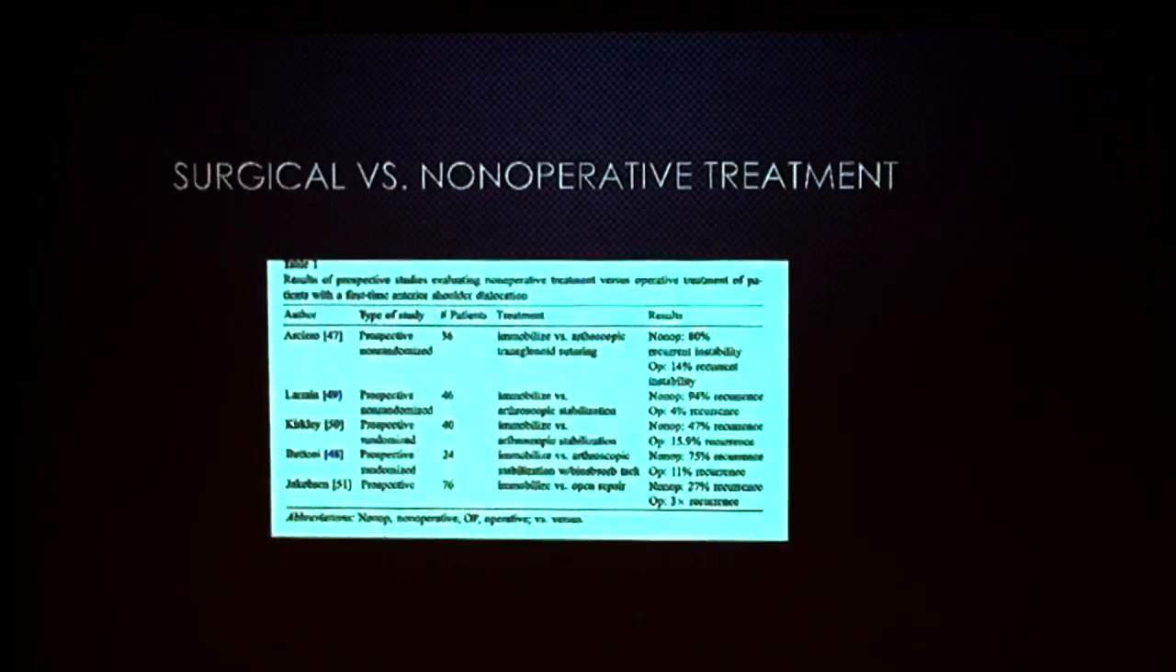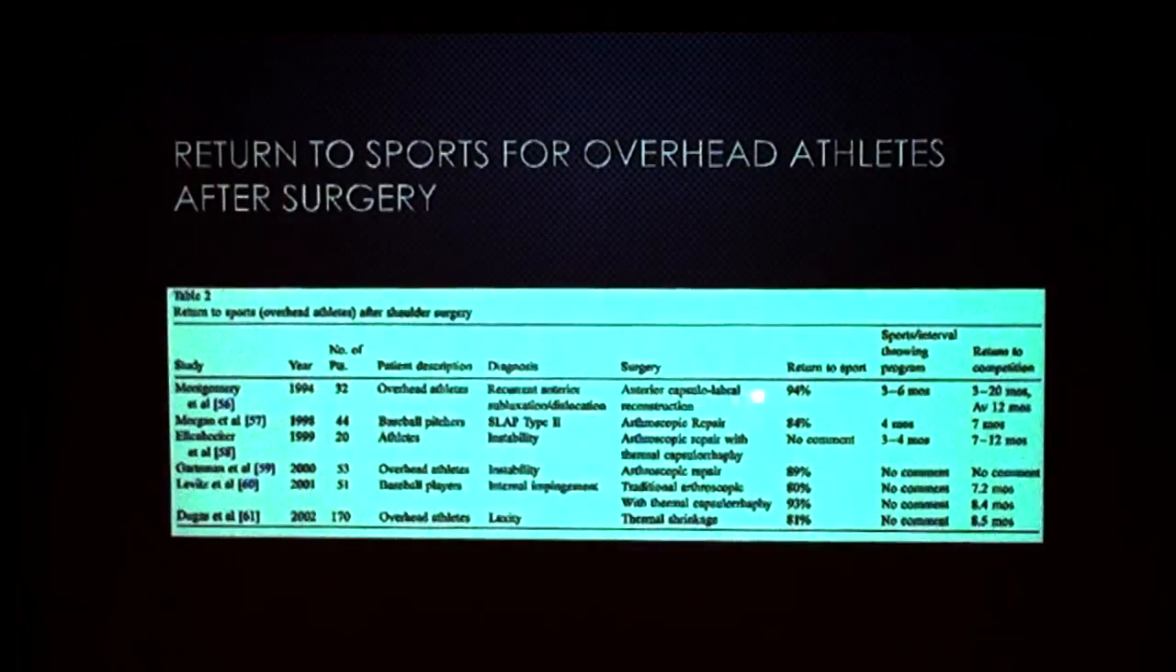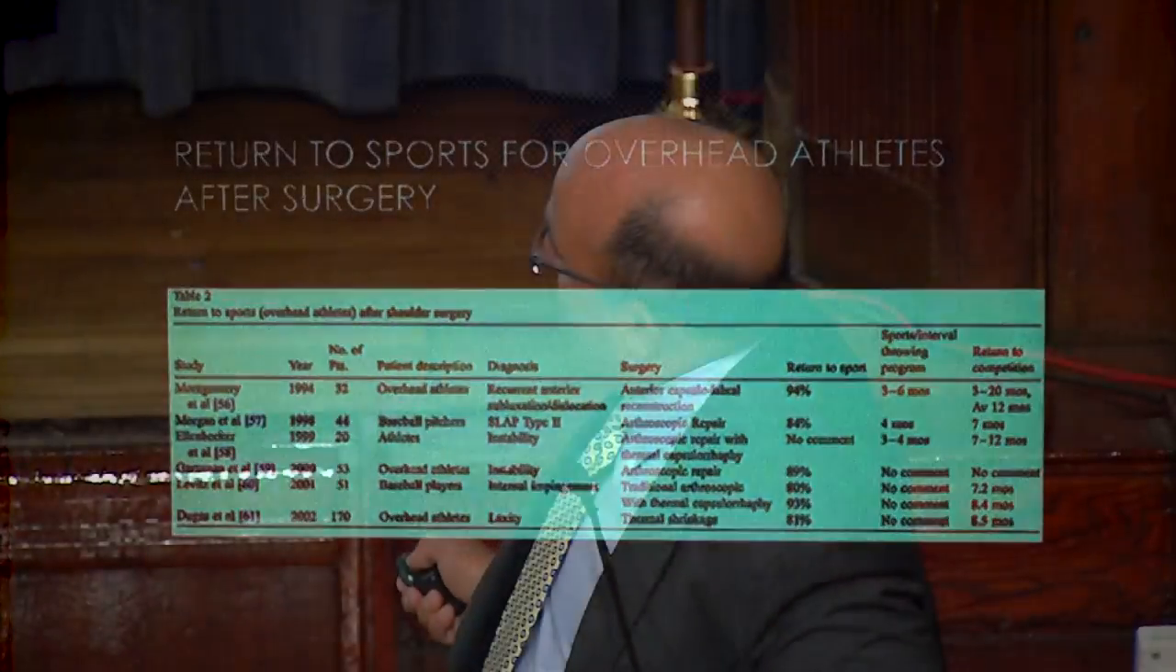And in general in the literature, you can say non-operative recurrence, operative recurrence rates in the high-level athlete, somewhere between 4 and 10%, and in the patients who are not operated on, recurrence rates somewhere between 75 and 80%. So it advocates doing these surgeries. How about return to sports for overhead activities? You could say here somewhere between 85 to 90% of these patients return to sports for overhead activities.